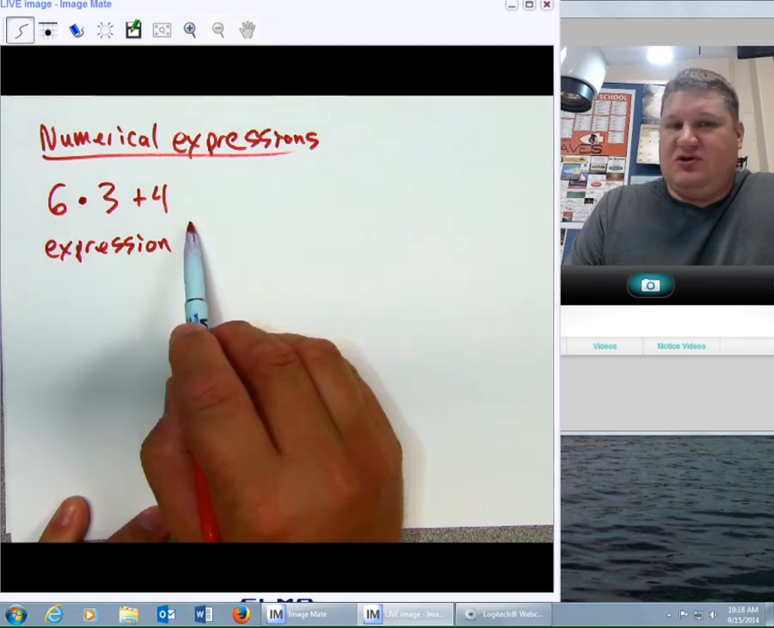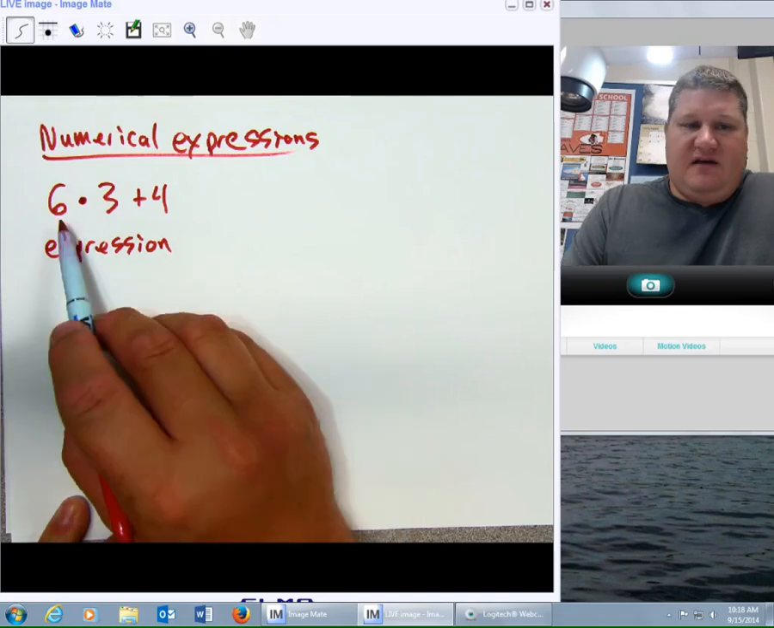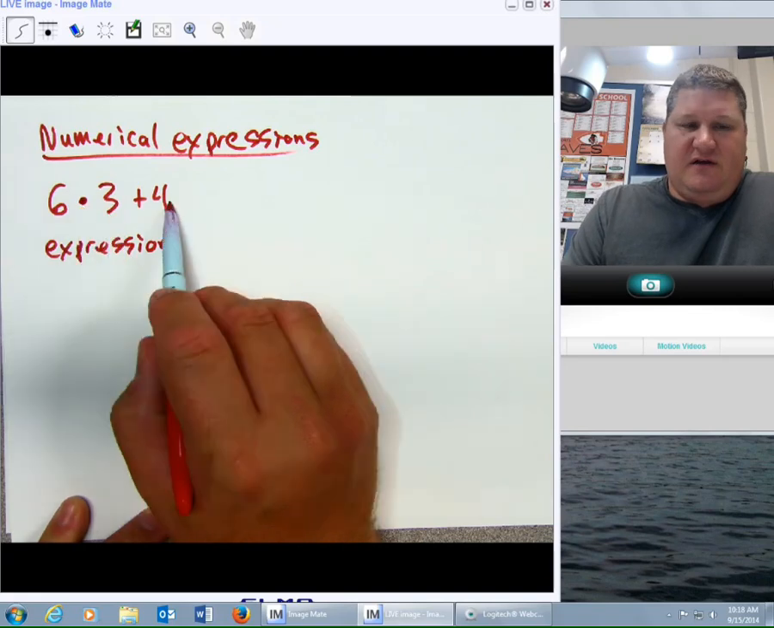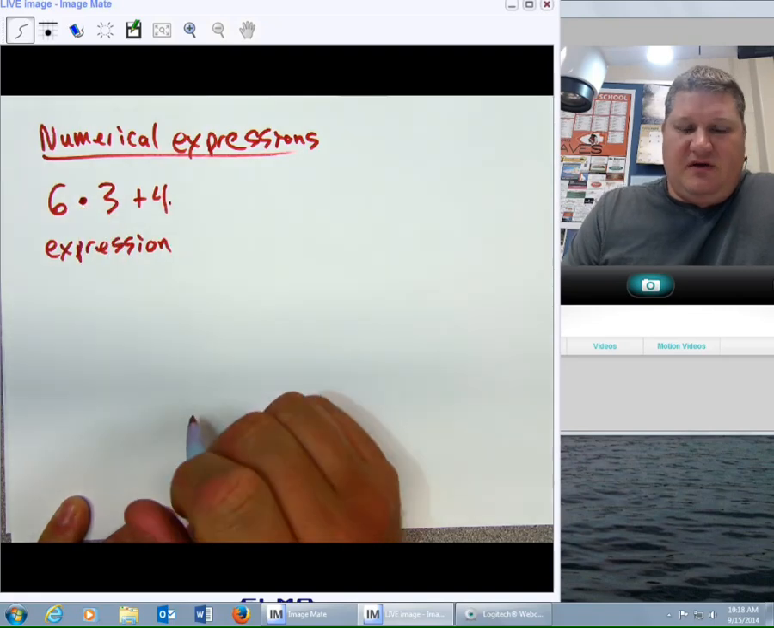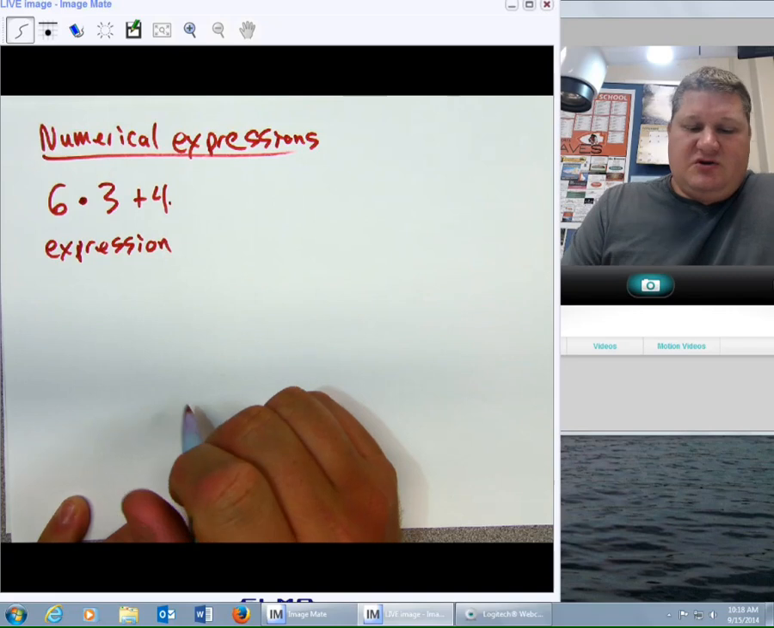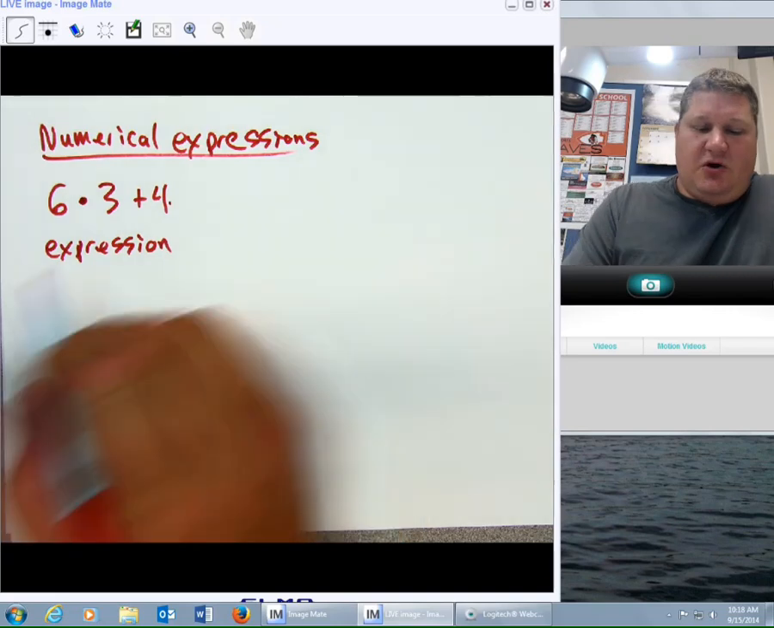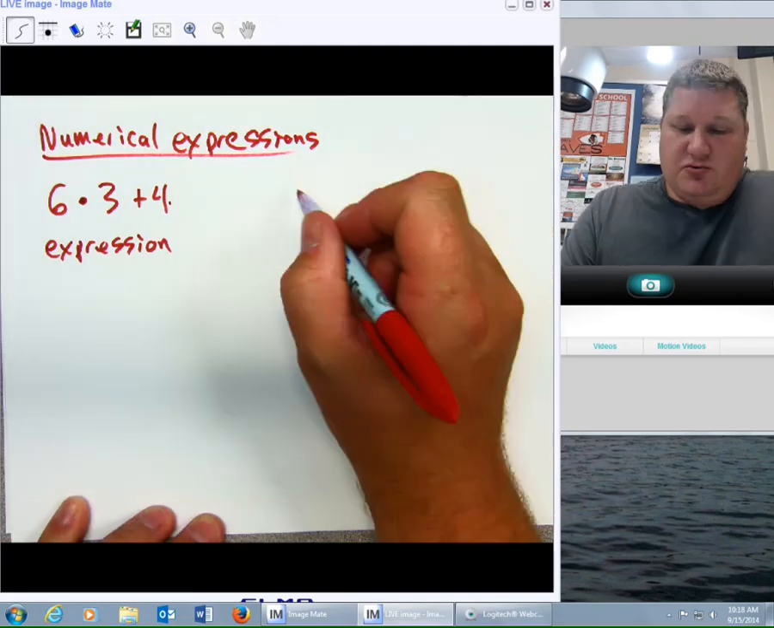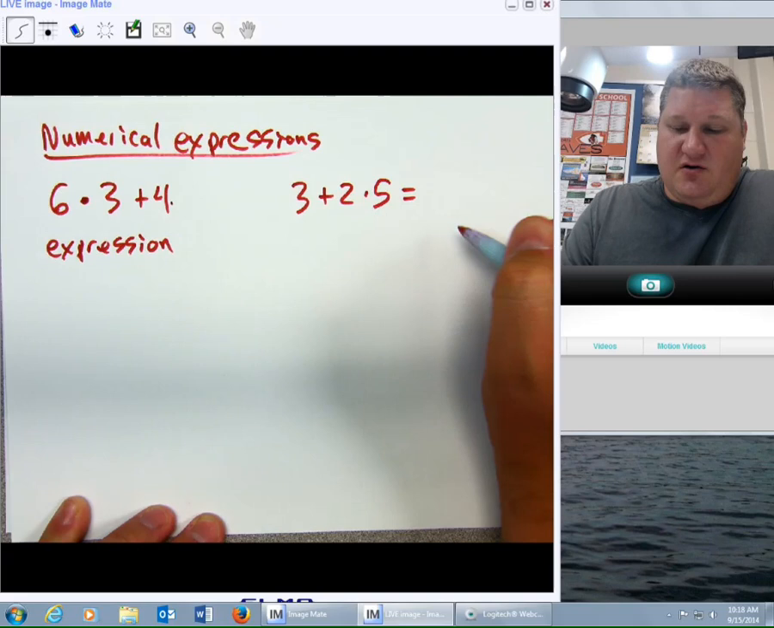In this case, we're agreeing that 6, the dot means times, 3, plus 4. And so we're putting all of these pieces together. So that's an expression. Now let's compare that to 3 plus 2 times 5 equals, well, that's going to be 13.